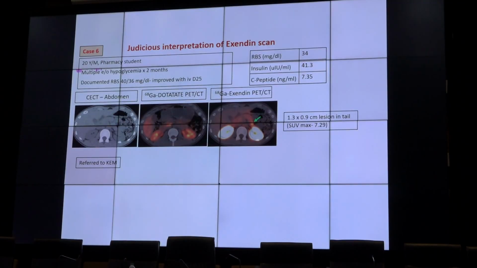Now we have got a good modality. Now we start using or abusing it. That is what I'm trying to highlight. Judicious interpretation of the Exendin scan is very useful.